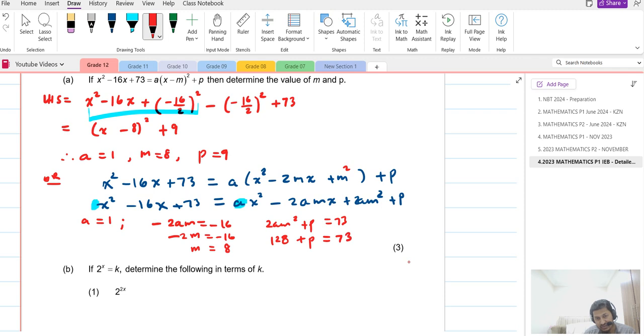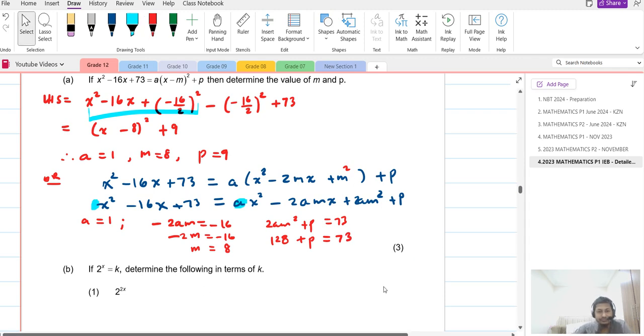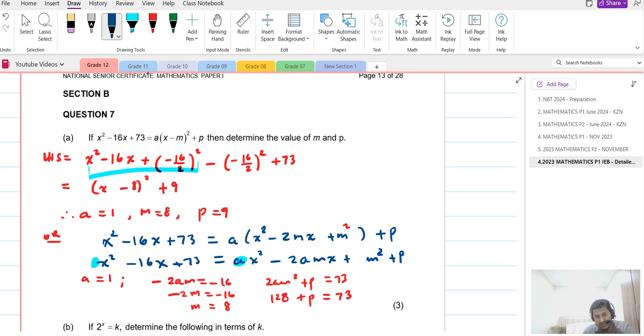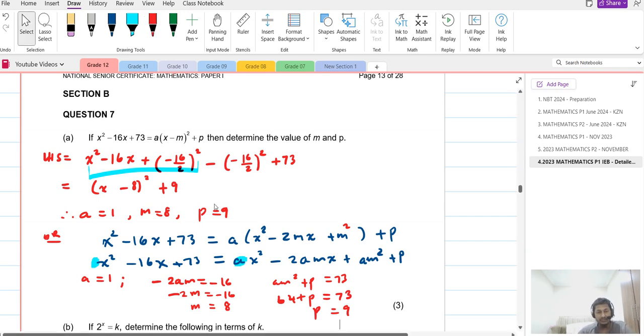Something's wrong here. 2am squared. No, where did the 2 come from? There's no 2 here. It is am squared. So there's no 2 there. It's just am squared. So take out that. It should just give me 64. So 64 plus p equals 73. So the value of p is 9. Right, so both methods are acceptable. Then determine the values of m and p. So m is 8, p is 9.